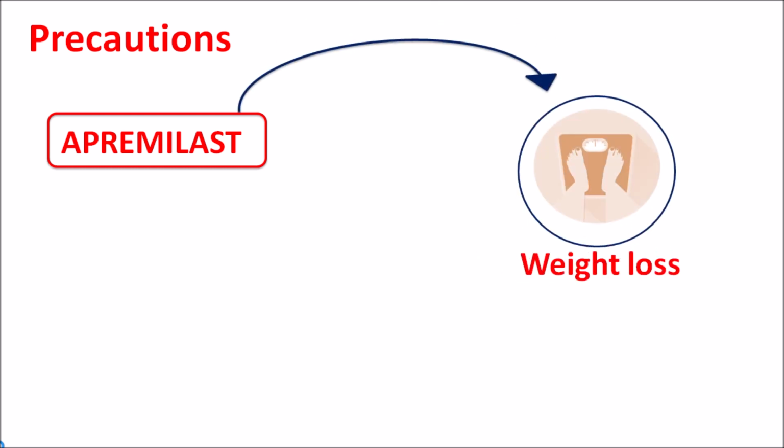Another important precaution of this drug is that Apremilast can produce some weight loss within the patients. This is particularly observed at a high dose of this drug. So when this Apremilast is given as a 30 mg dose given twice daily, we can observe a significant weight loss. So if the patient is already having low body weight, then this drug should be carefully used.